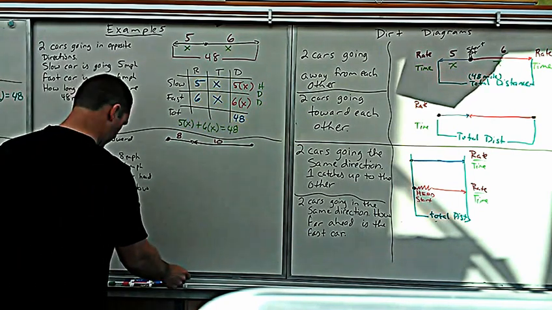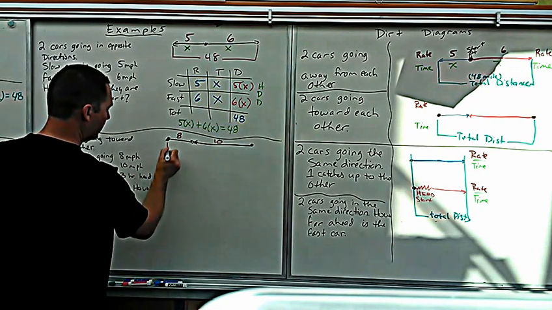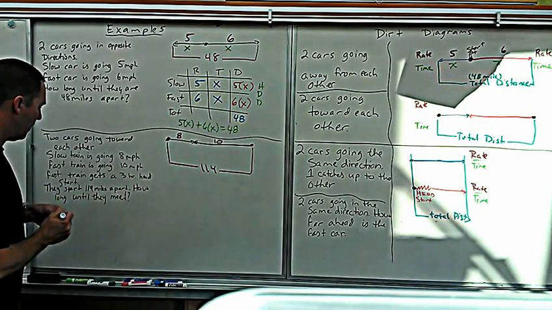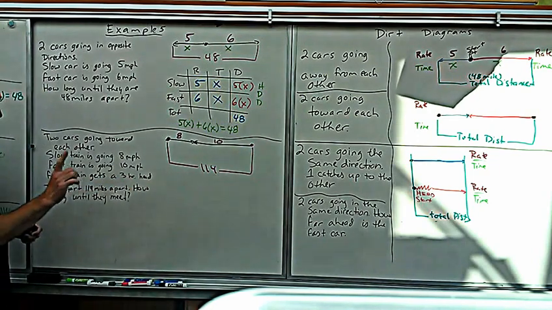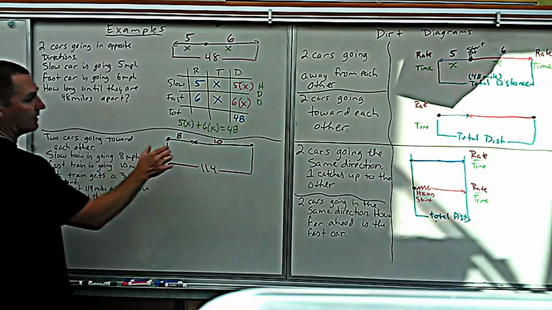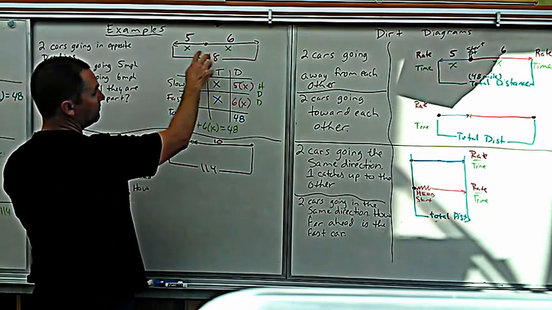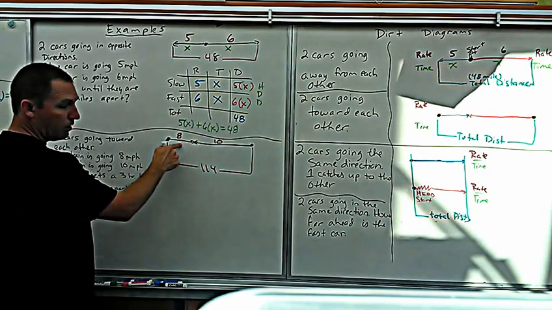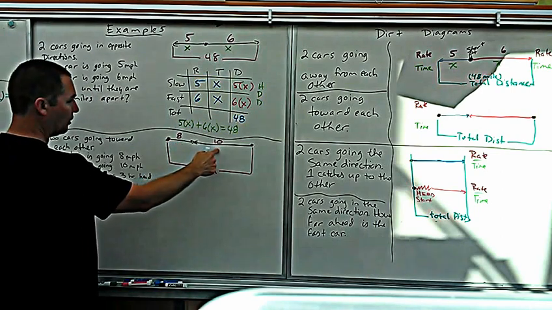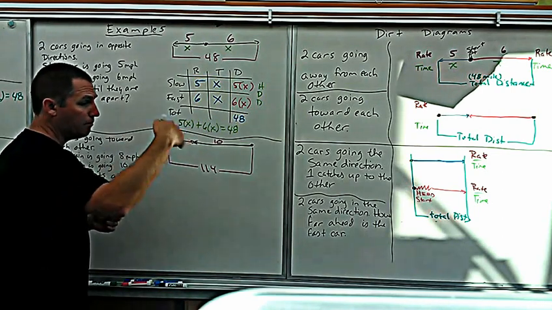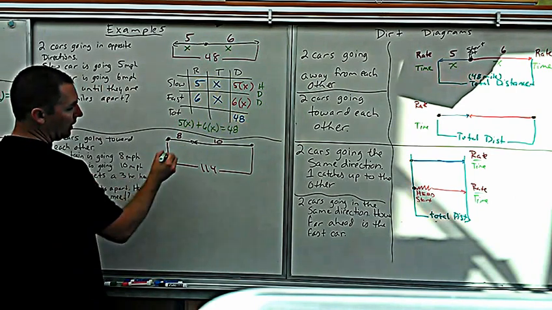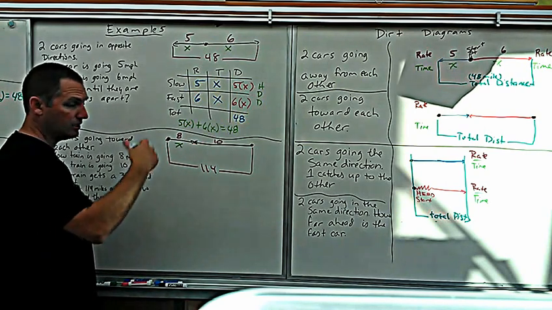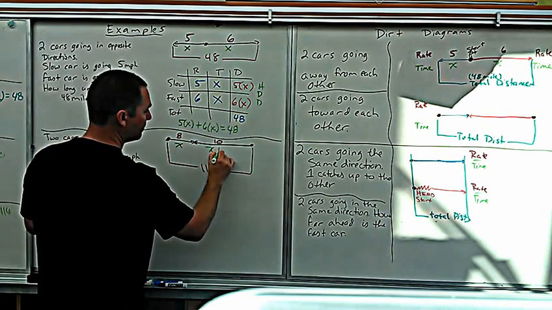So the total distance here is 114. Now, the fast one gets a 3-hour head start. That's important because my time is not the same. Before, I used x and x because their time was the same. This one, they're not the same. So if the slow one goes for 5 hours, then the fast one goes for 8 hours. So it's the slow time and 3 more. We don't know what the slow time is, so we write x. If this one is going to be bigger than x because it gets a head start, then this has to be x plus 3.